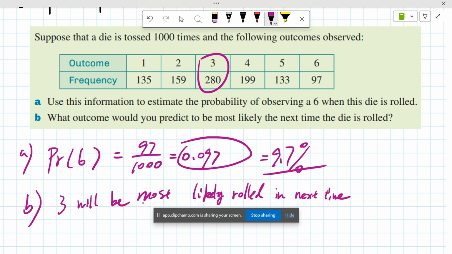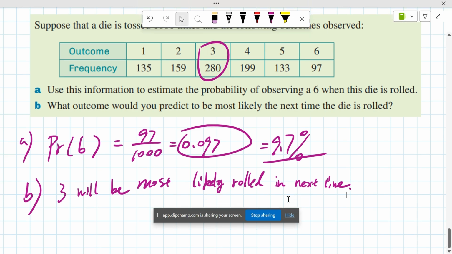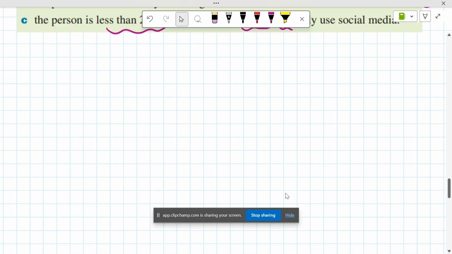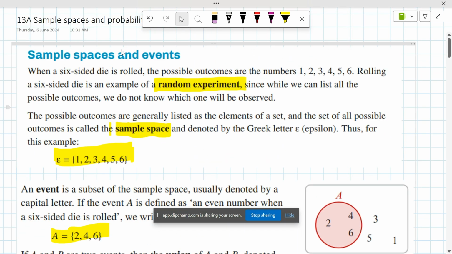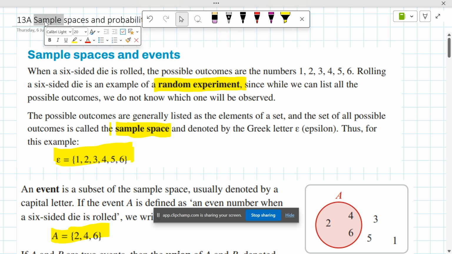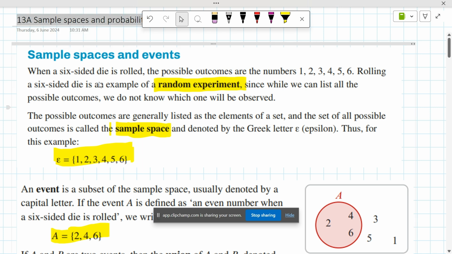Yeah, I like probability because I feel like it relates to our real life. So hopefully that all makes sense. And then we can jump on to the next chapter in the next videos. Okay, see you guys next time.